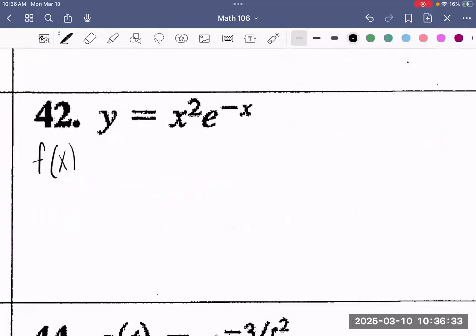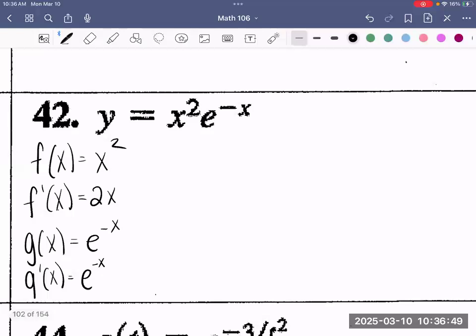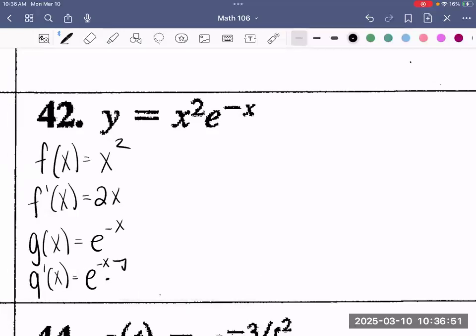So we have f of x is equal to x squared. F prime of x is equal to 2x. G of x, we have e to the negative x. G prime of x, right? This is where your chain rule comes in. It's itself first, times now the derivative of negative x. That would just be a negative 1. So we have negative e to the negative x altogether.